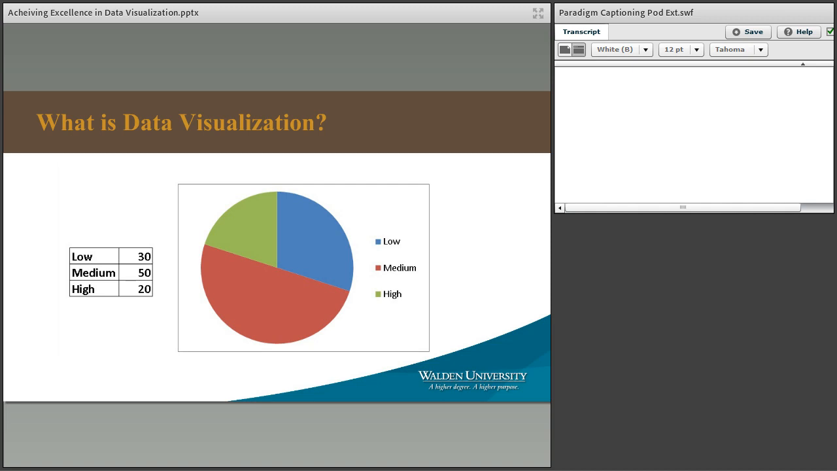So if we define data visualization, we can look at the example of the pie chart on this particular slide. Instead of just presenting data in the table that you see to the left, we can make it a little more interesting and a little more colorful with the pie chart. For centuries, people have depended upon visual representation of data, in pictorial or graphical formats, using such things as charts and maps to help them understand the information more easily and quickly.